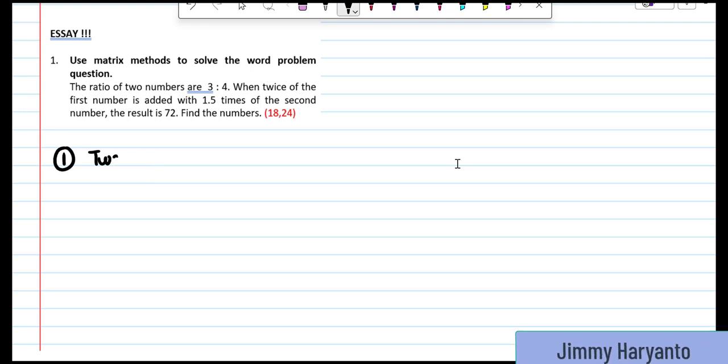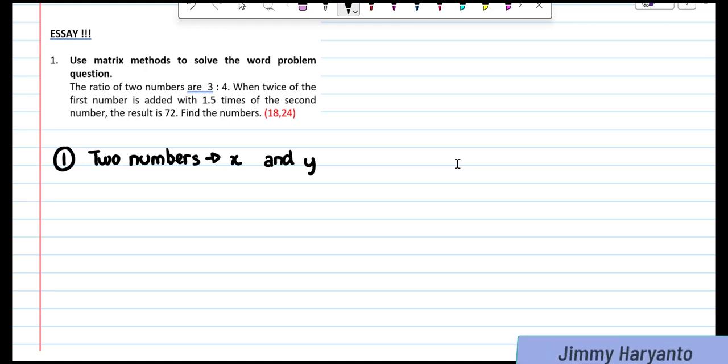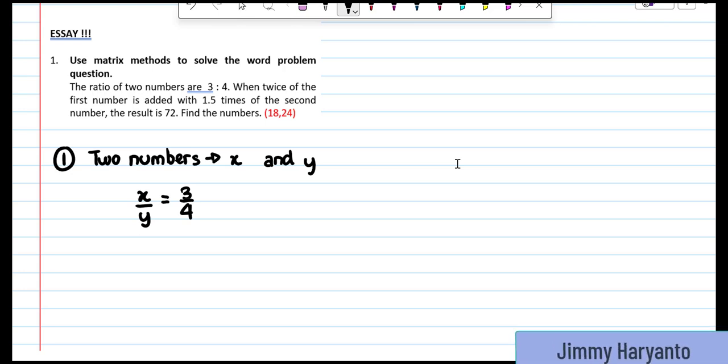The two numbers will be considered as x and y because we don't know the value of the two numbers yet. If you read ratio, that means it's fractions. That means the fraction x over y has to equal 3 over 4 because the ratio is 3 to 4. That means x to y equals 3 to 4. And when you cross multiply, you will have 4x equals 3y. That means 4x minus 3y equals 0.